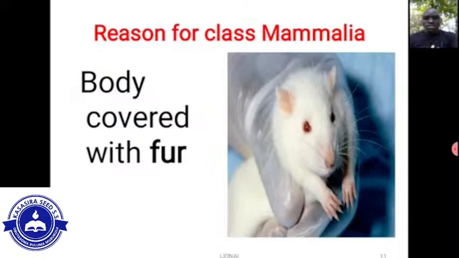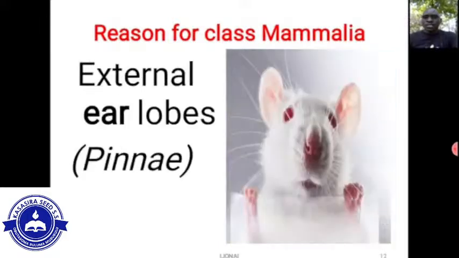That member there belongs to a species of Rattus norvegicus, the white rat. The black rat would have black hair there. Then we have external earlobes, as you can see there, well adapted to collect sound waves. They are like funnels for collecting sound waves. Yes, those external earlobes are called the pinnae. The plural is pinnae, singular pinna.